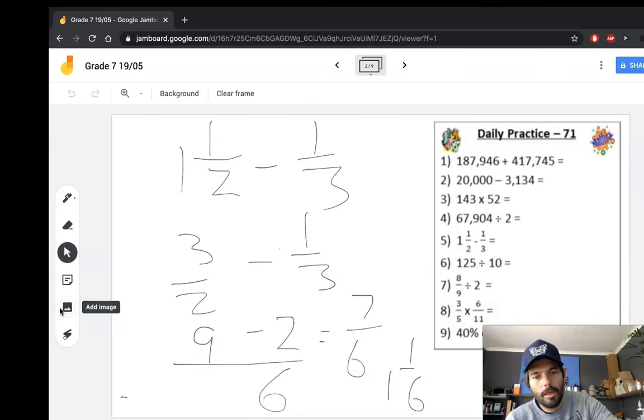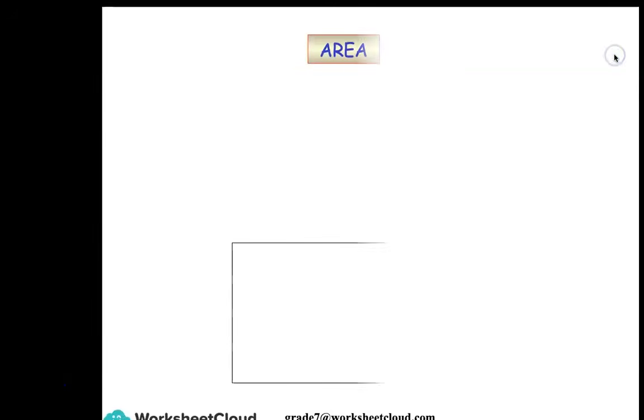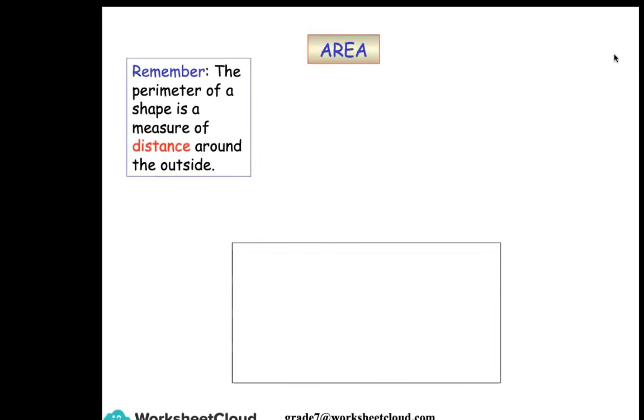Okay, let's get into the main theme of today. Okay, guys, our main theme for today is area, and I'm very aware that you would have covered this in grade 4, 5, 6, so the beginning will just be a short recap. So we know that the area of a 2D shape is what's inside the perimeter. Okay, and remember that the perimeter is the distance around the outside of the shape.